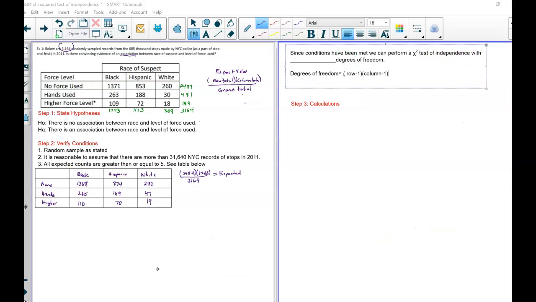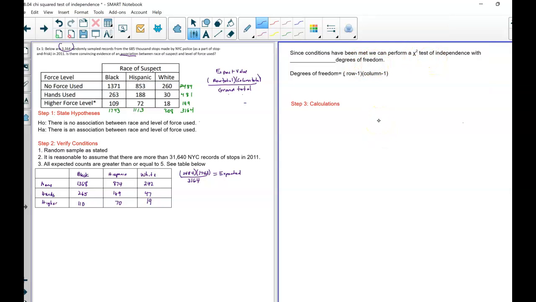Okay, so now we have to name our test. So since conditions have been met, we perform and you have to state the specific chi-square test we're using. We're using a chi-square test of independence with blank degrees of freedom.